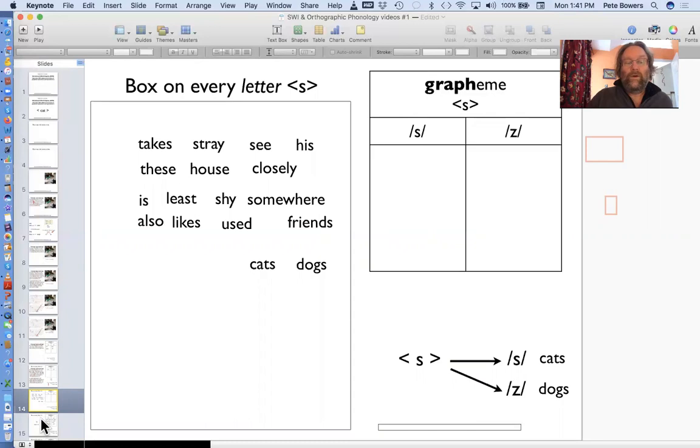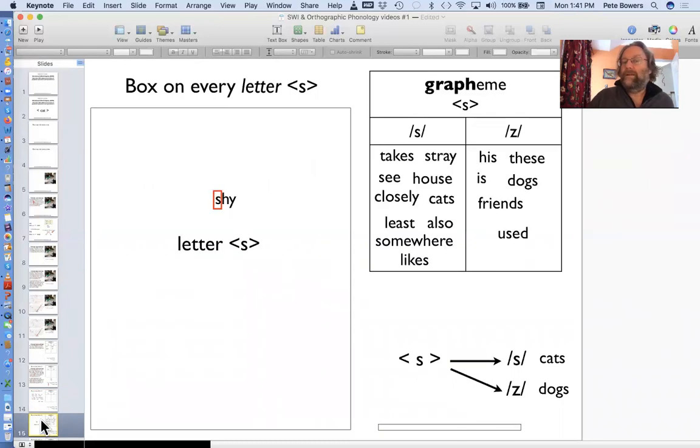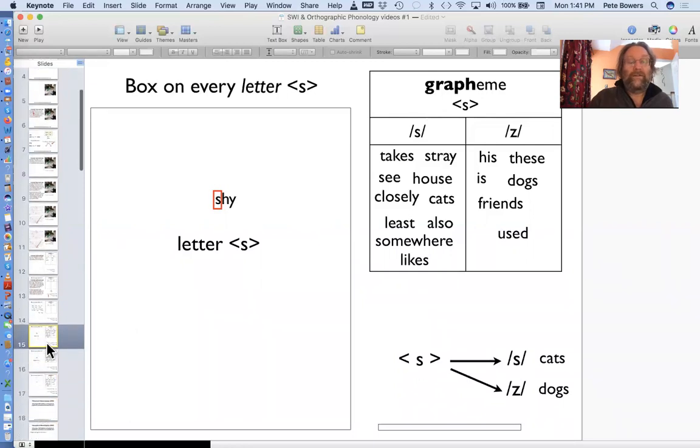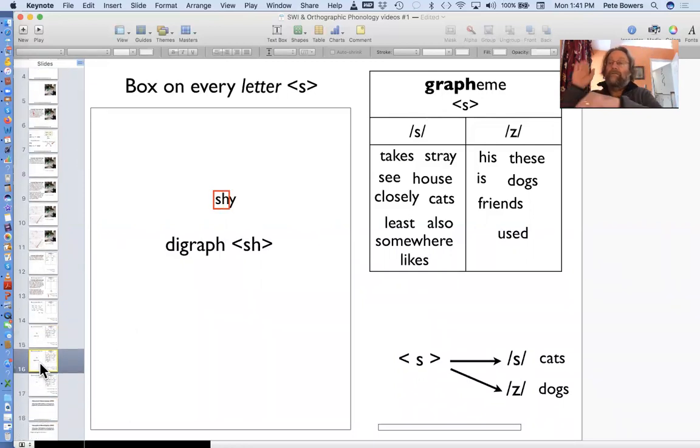But notice when we organize all these, we notice that there's something interesting. All those words can be sorted, but one of the words that had an S letter doesn't have an S grapheme. The instruction was to box every letter, but this was a chart for graphemes. And so I'm signaling a very subtle thing that becomes hugely valuable over time, the difference between letters and graphemes. So the word shy does have the letter S, but it has the digraph SH. So this is SHY, and I might get everybody to spell that out, SHY.